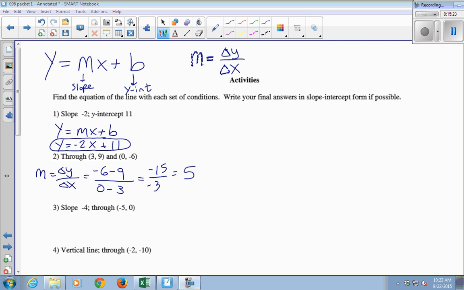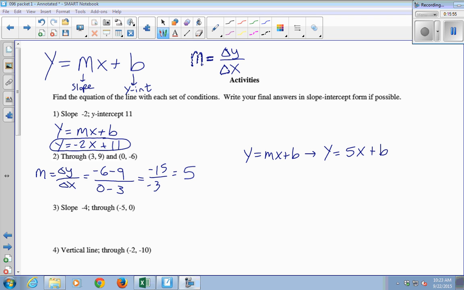So that's my slope. So now when I write down y equals mx plus b, I can replace the m with a 5. Y equals 5x plus b. Now I want to replace the b with something. Okay, if they didn't come right out and tell me what the y-intercept is, I can pick a point, right? Pick either point. Like maybe I'll pick 3, 9. 3 is an x-coordinate, 9 is a y-coordinate.